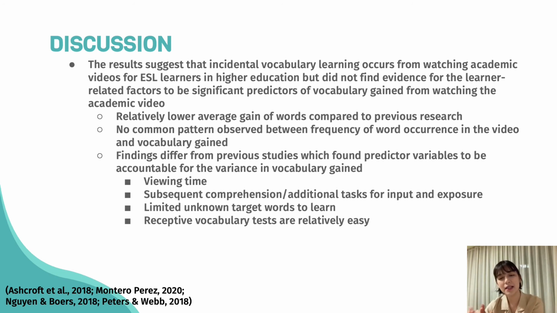The participants in this study may have had limited unknown target words to potentially learn from the video, as they knew an average of 8,900 word families compared to participants in previous studies who only knew 2,000 to 3,000 words. And lastly, receptive vocabulary tests are relatively easy, and participants can score high on these tests regardless of whether their working memory capacity is high or low, which may have led to an absence in correlation.